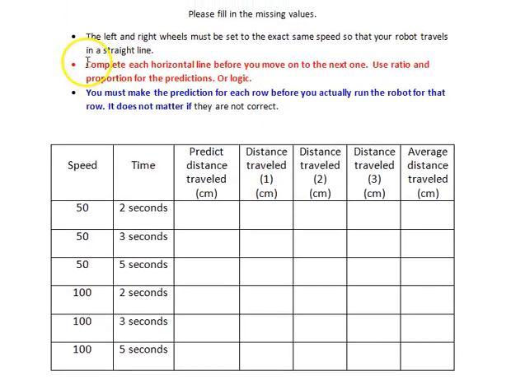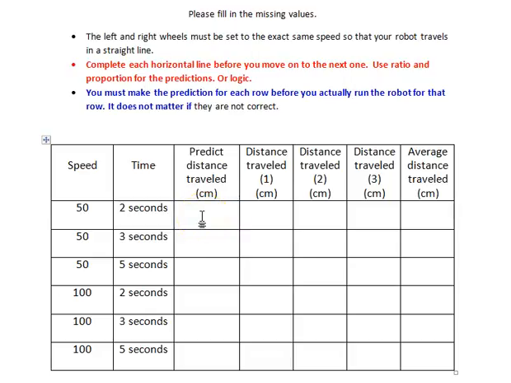You will see that the instructions say complete each horizontal line before you move on to the next one. This is very important. So let us look at the first horizontal line. You are going to program your robot to move forward at a speed of 50 for 2 seconds. Your first thing is to predict the distance traveled.